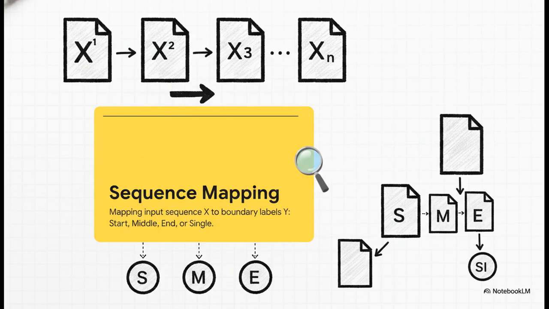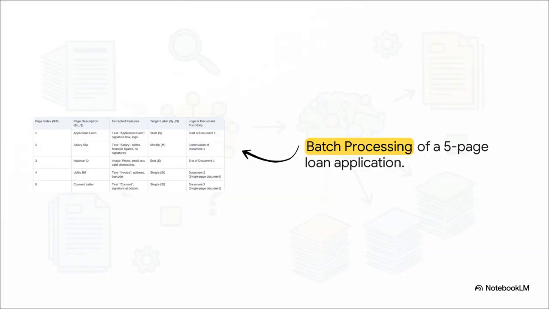First, you've got Start, or S, which is literally just the first page of a multi-page document. Next up is Middle, or M, for internal continuation pages. Then End, or E, for the last page of that multi-page document. And finally, Single, or SI, for a document that is entirely contained on just one single page. And this brilliantly illustrates exactly what we're talking about. Let's see what those theoretical states look like in the real world.